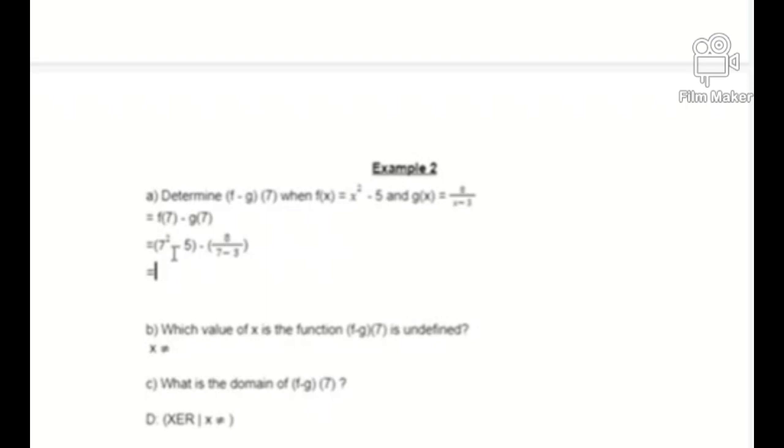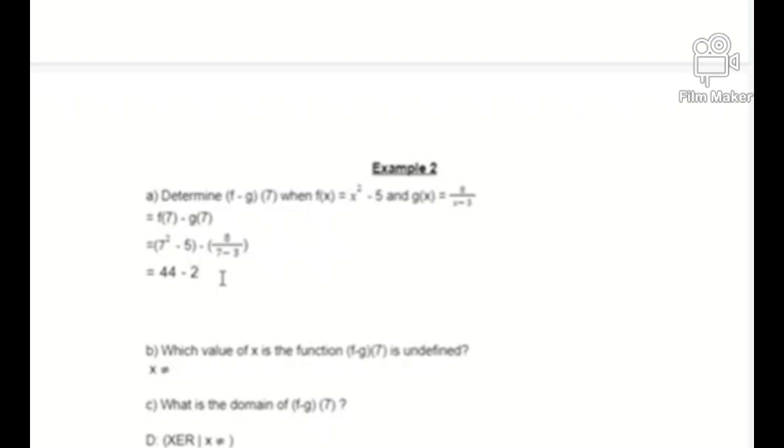7 squared would be 49 minus 5, that's 44. And 8 over 7 minus 3 is 8 over 4, and 8 over 4 is 2, so that would be 44 minus 2, which is equal to 42. That's right. Okay, so B.